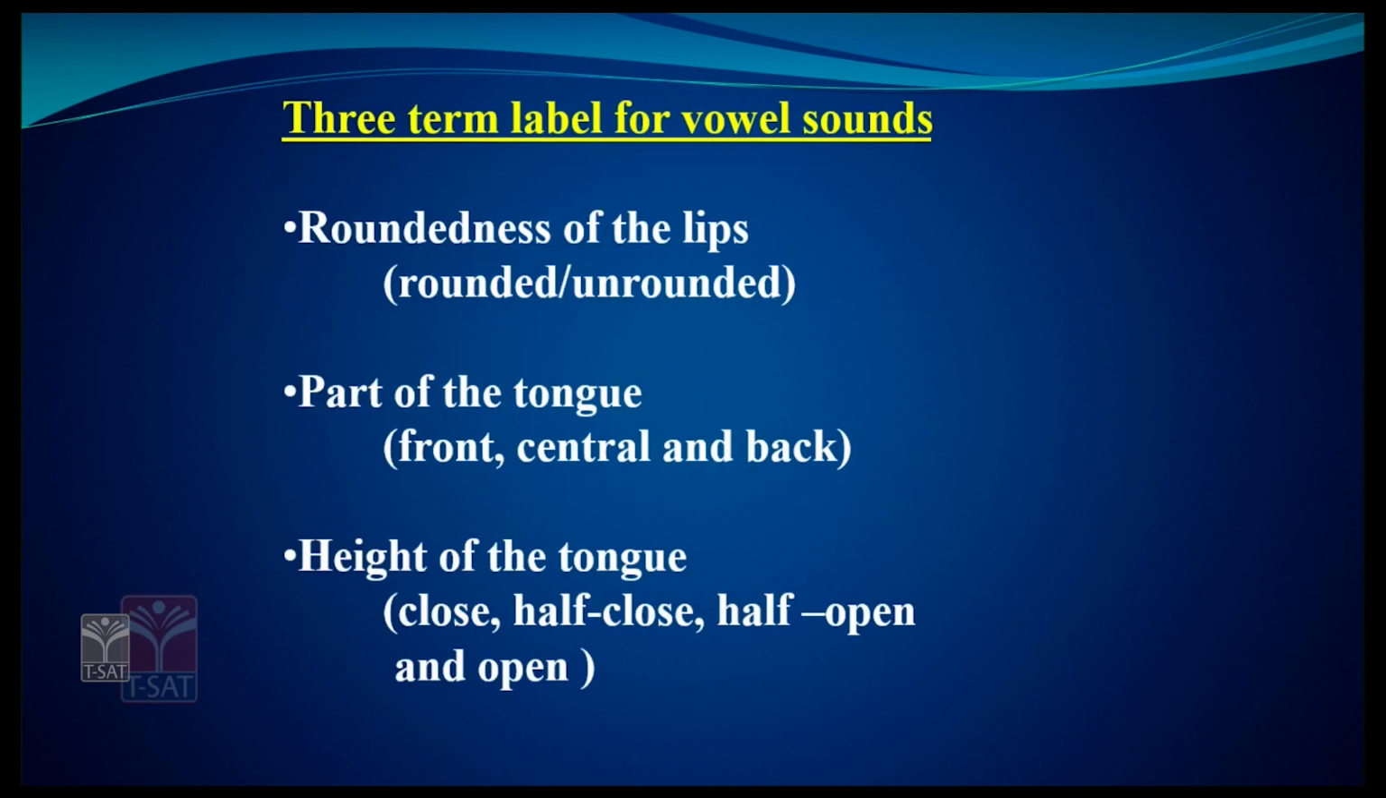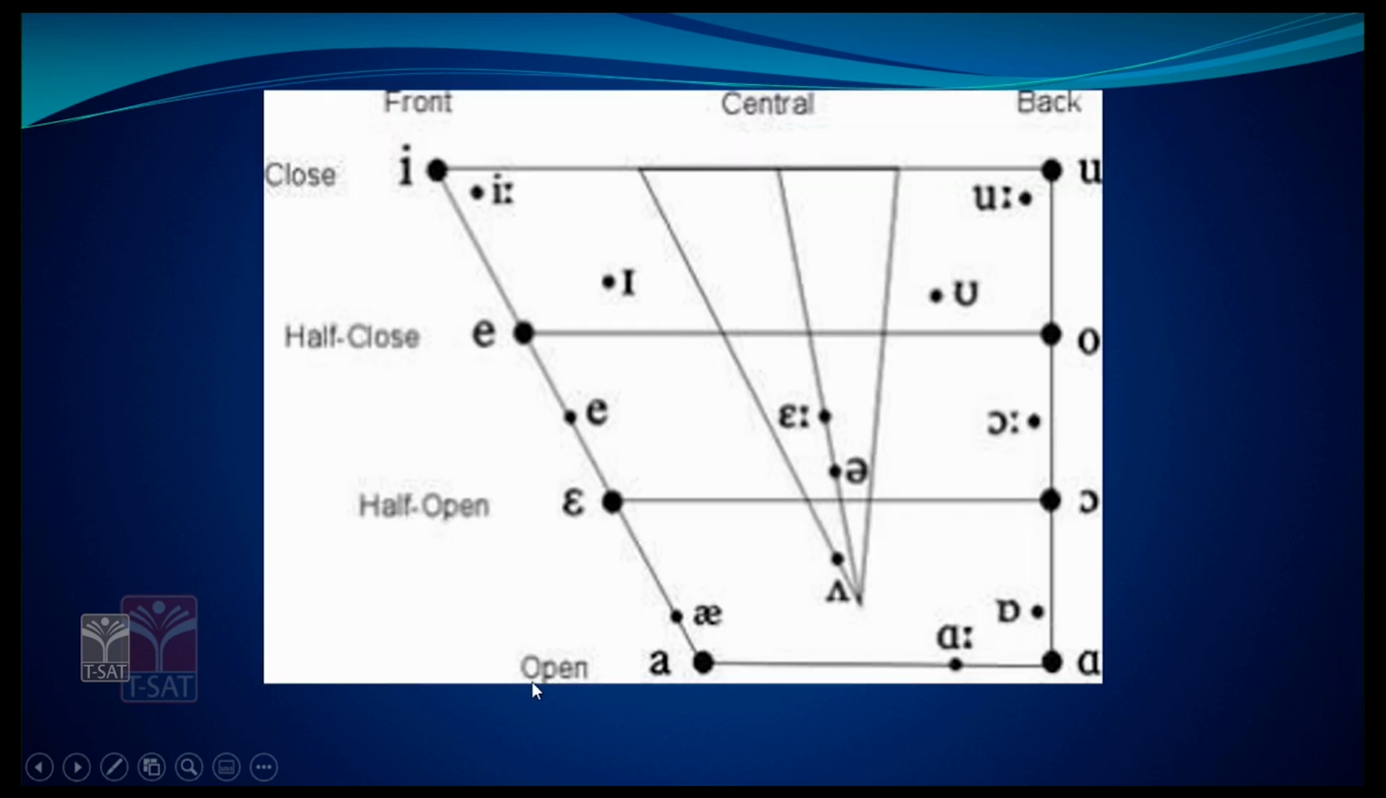So how can we give a three-term label for vowel sounds? In the English language, we have to see the roundedness of the lips, whether the vowel sound is rounded or unrounded, and which part of the tongue, whether it is the front part or central or back, and the height of the tongue: close, half open, and open. If you see the diagram, these are the 12 pure vowels.